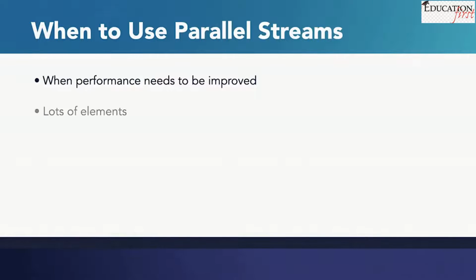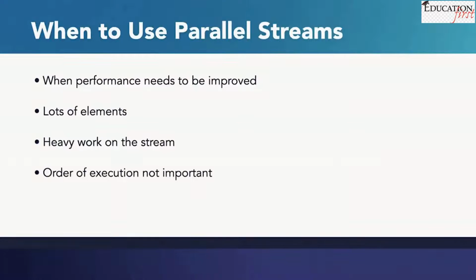Indications that it might be effective are first of all when you're dealing with lots of elements. So when you have a stream with a lot of data, it's more likely that parallel streams are going to be more effective. And the same goes for if you have heavy work on the stream. So for every element you want to do heavy computations, chances are that parallel streams are faster. And of course, when you want to work with parallel streams, the order of execution should not be important, else it's not an option to begin with.